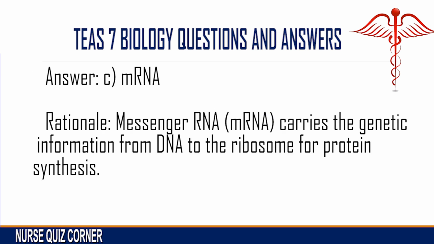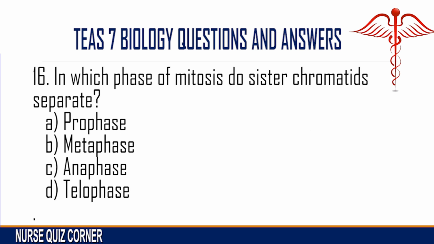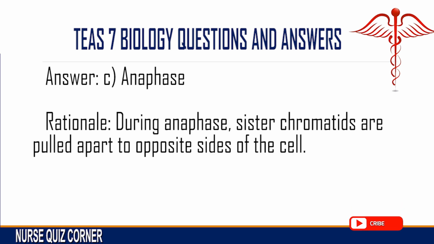Answer: C. mRNA. Rationale: messenger RNA, mRNA, carries the genetic information from DNA to the ribosome for protein synthesis. 16. In which phase of mitosis do sister chromatids separate? A. Prophase. B. Metaphase. C. Anaphase. D. Telophase. Answer: C. Anaphase. Rationale: during anaphase, sister chromatids are pulled apart to opposite sides of the cell.